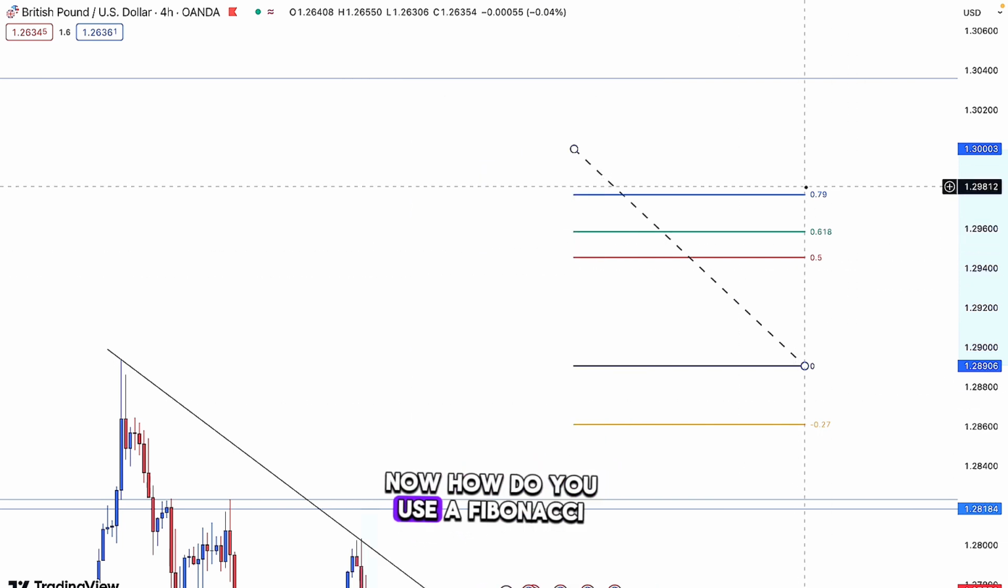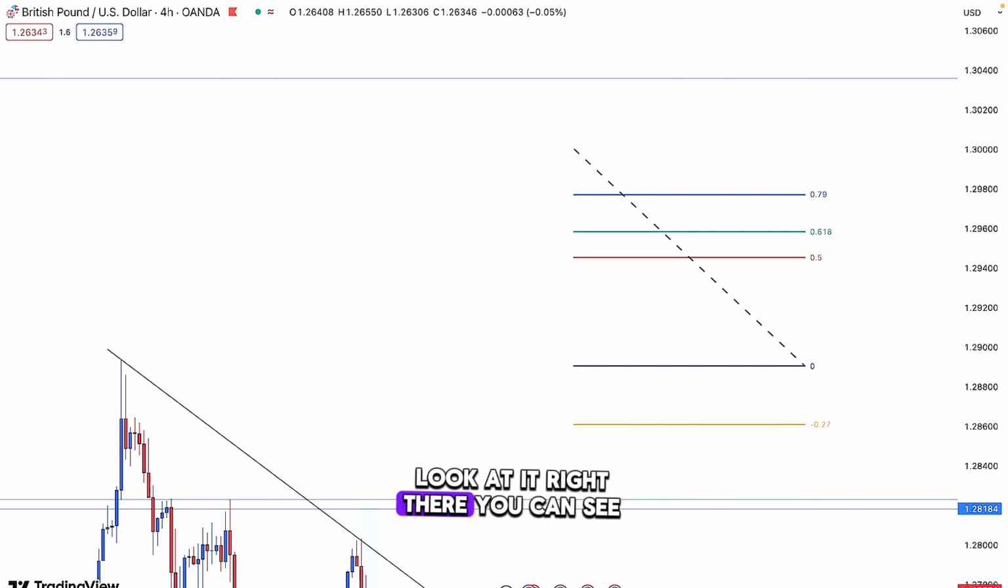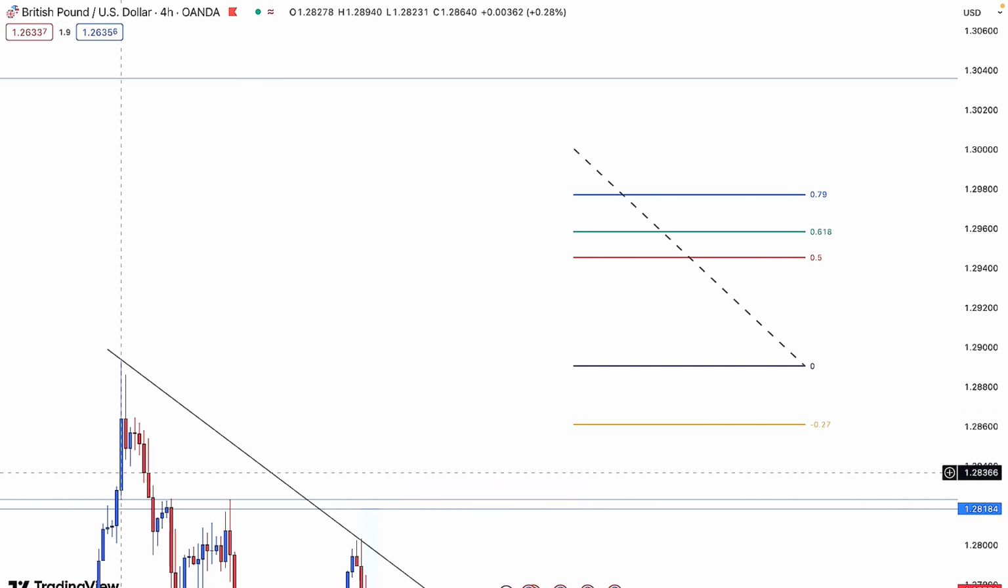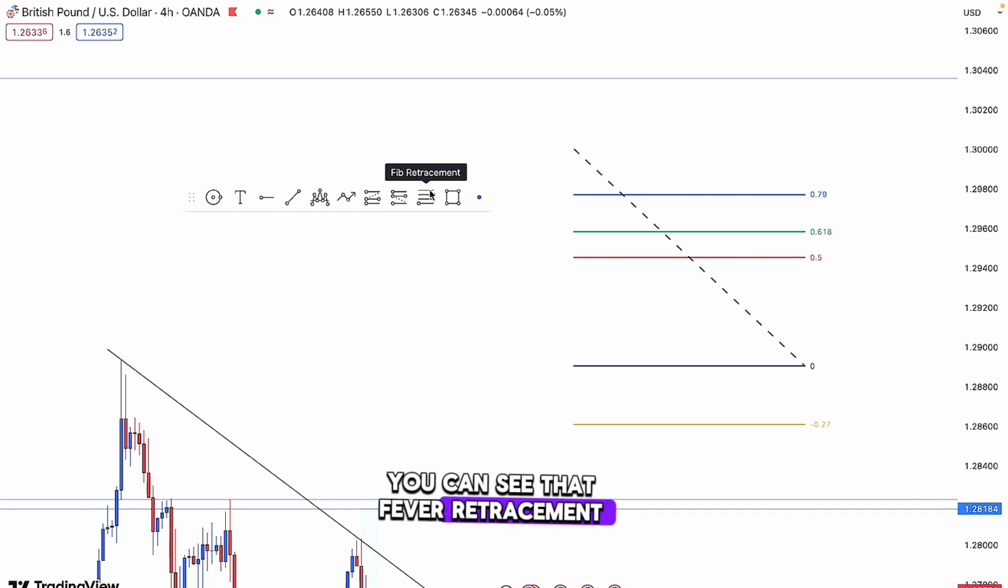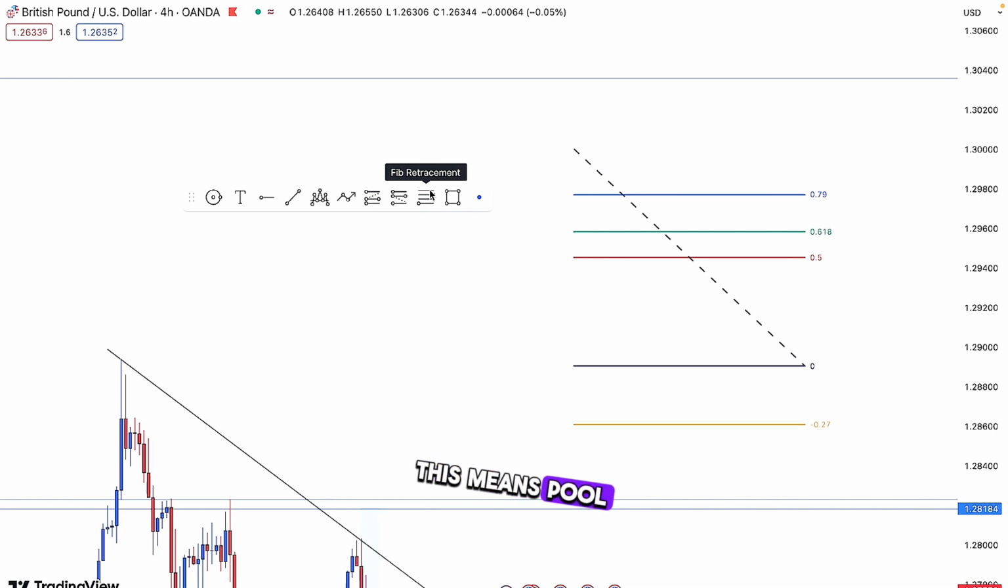Now, how do you use a Fibonacci? If you want to bring out your notes, you need to jot this down right now. Fibonacci, this is a retracement tool. Now, what does retracement mean? If you look at the name right there, you can see the Fib retracement. Let me bring it up and show you. Now, what does retracement mean? This means pullbacks.